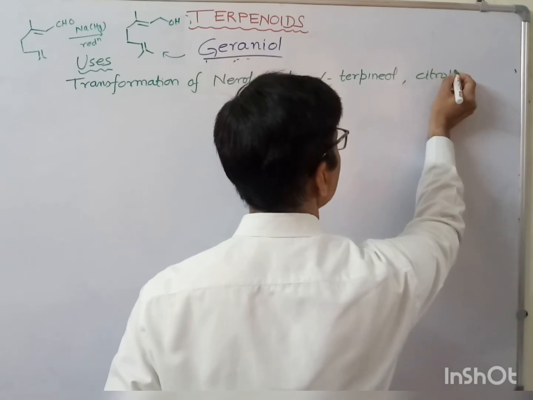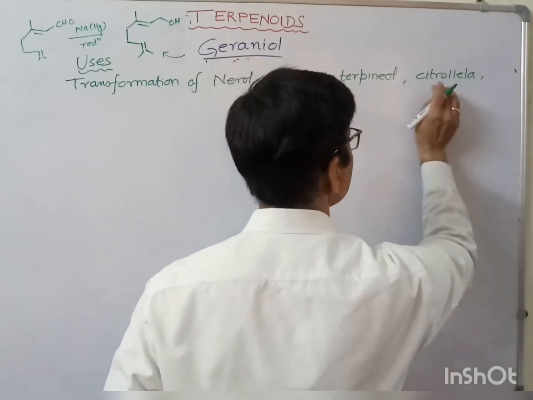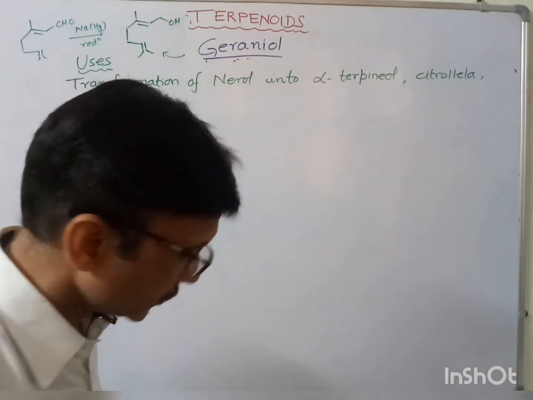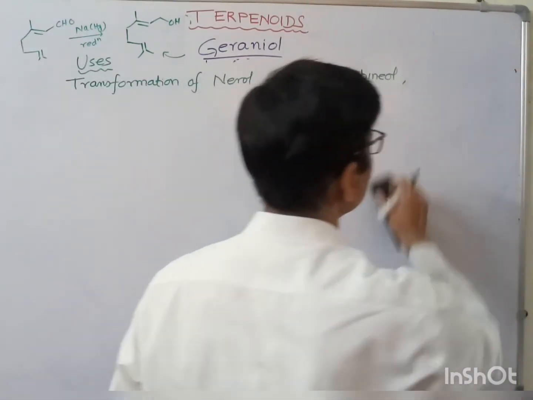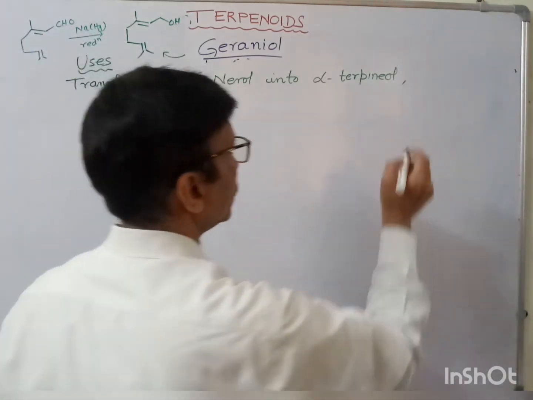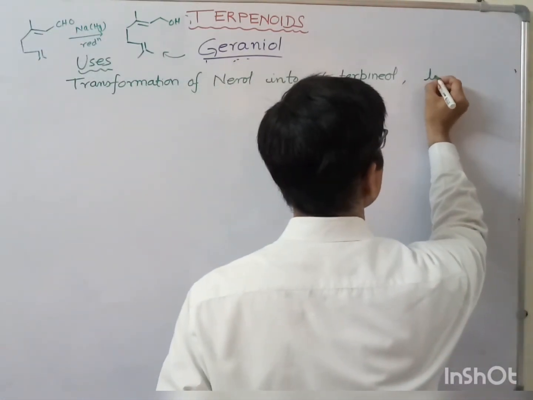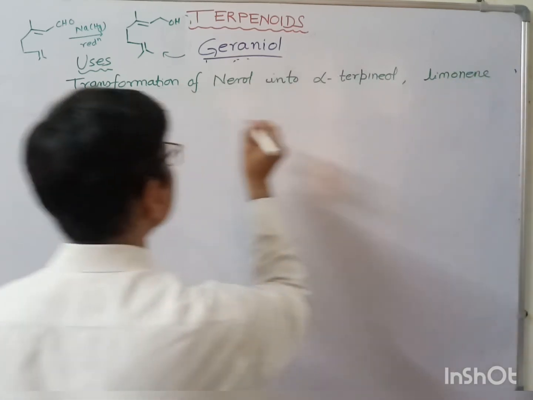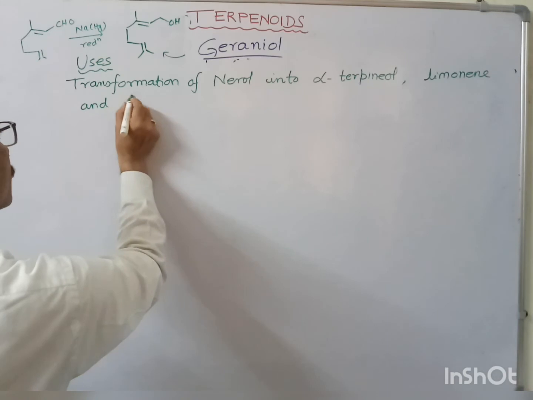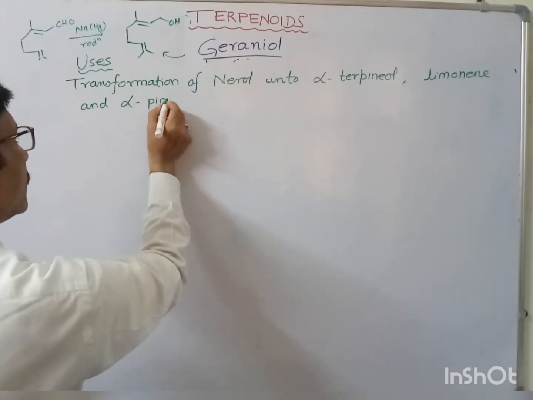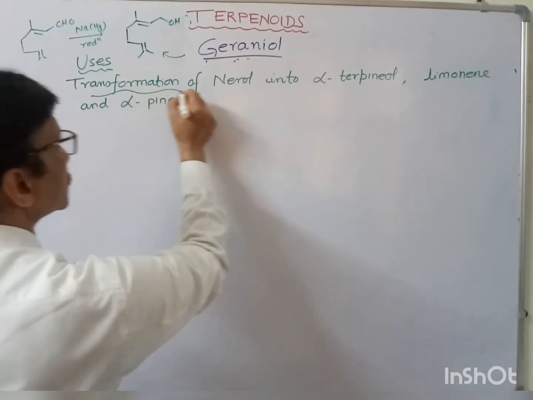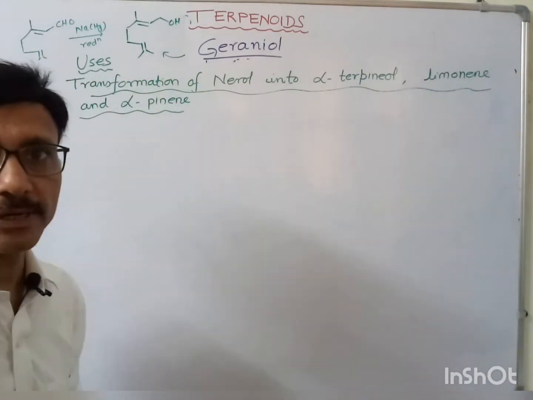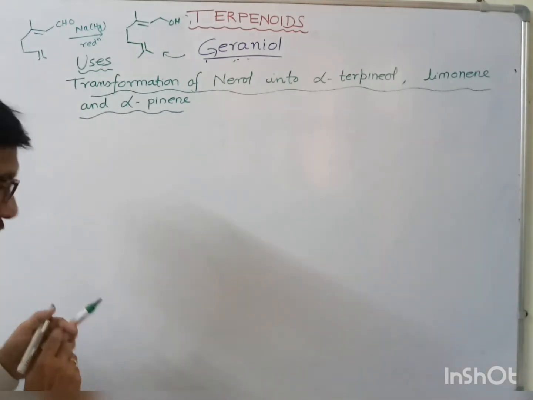Citronella. This is another one, this limonene, into this alpha terpineol, limonene, and alpha pinene. Okay. Let's see its transformation.